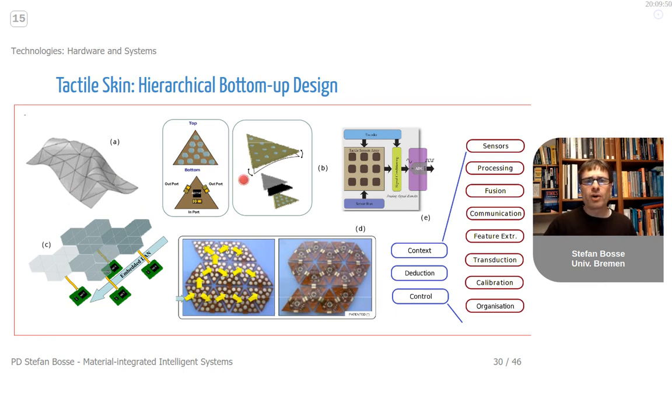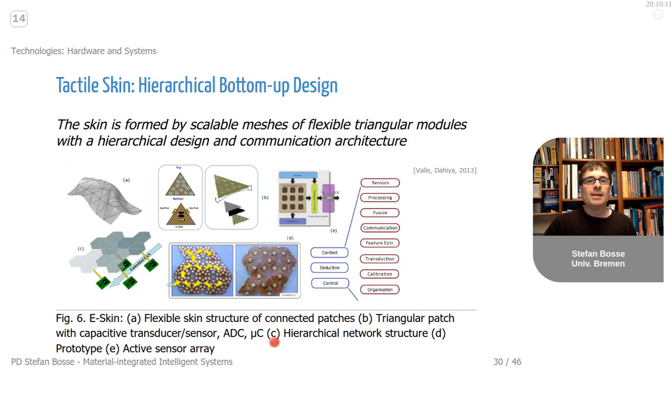Here we have the triangles with a sensor array, and they can be connected arbitrarily to form arbitrarily shaped skins applied to structures, robotic structures, and so on. You see different areas addressed, and here the high-level areas: context, deduction, control, and so on. So this is an example for hierarchical bottom-up design, a holonic principle. This is one of the main methodologies I advertise here, the holonic principle.